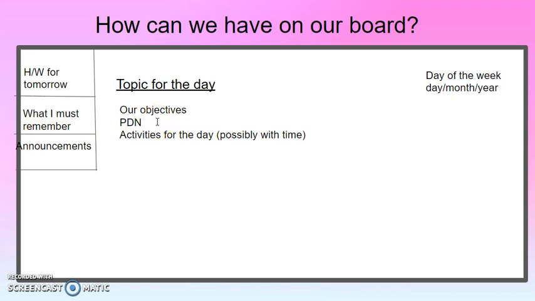So sometimes kids will enter the classroom and know, okay, I must look at the PDN. The PDN says I must take out my homework book. So without you even saying anything, the kids already know what to do. And then activities for the day, you can put it down there, and possibly with how much time it will take. So this is one of the ways to make your procedures easier, is to have it on the board as a daily routine and a daily reminder.